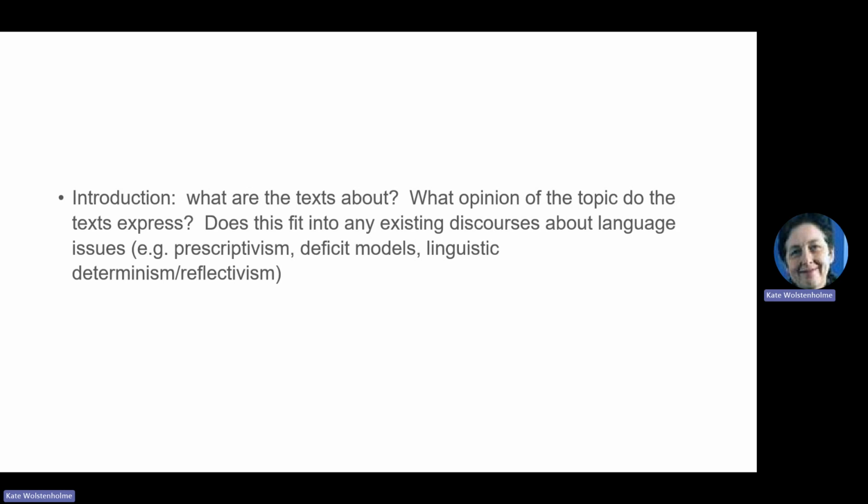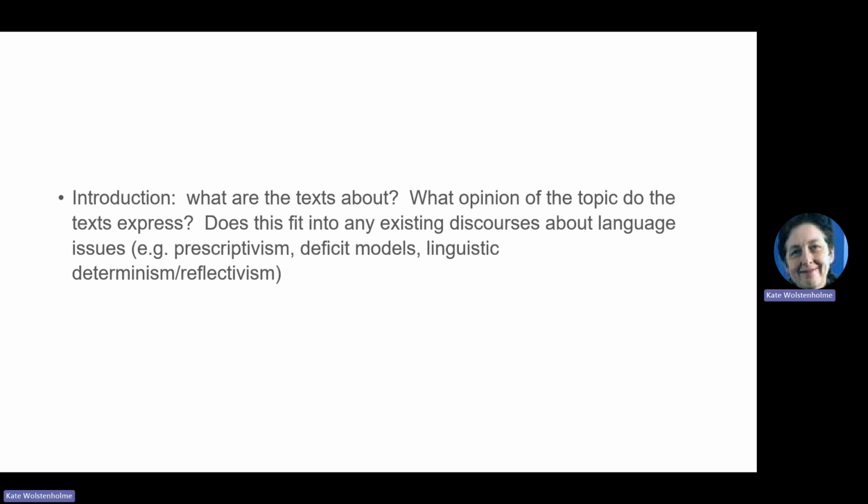But then, does that fit into any existing discourses about language issues? What do we mean by existing discourses? We mean typical opinions about a language issue. You need to be naming those opinions. So these are prescriptivist texts, you might say, if that's what they are, or they're declinist texts if you want to be more specific.